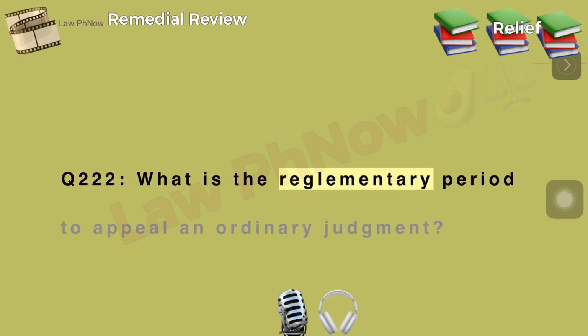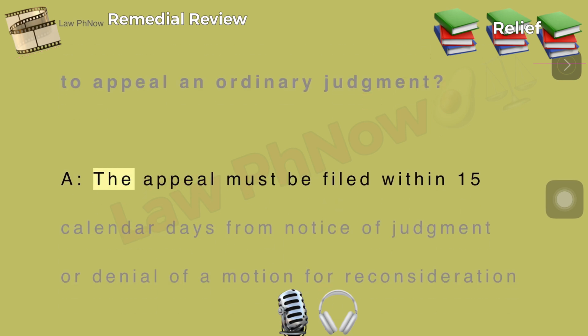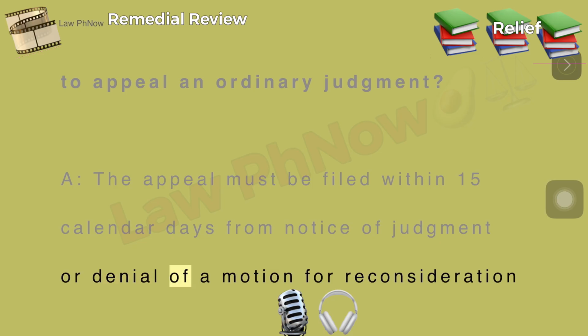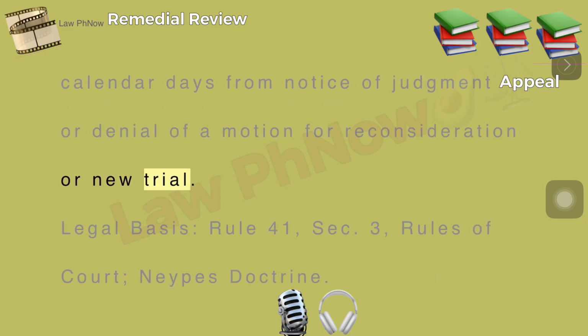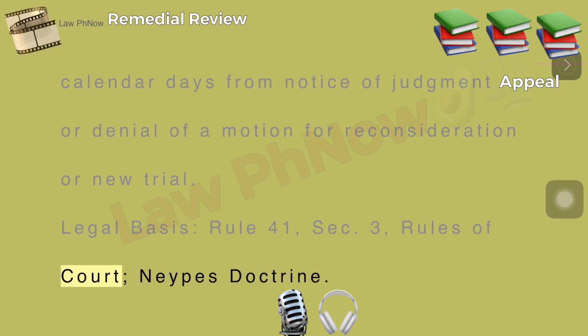Q222. What is the reglementary period to appeal an ordinary judgment? A. The appeal must be filed within 15 calendar days from notice of judgment or denial of a motion for reconsideration or new trial. Legal basis, Rule 41, Section 3, Rules of Court, NAPES Doctrine.